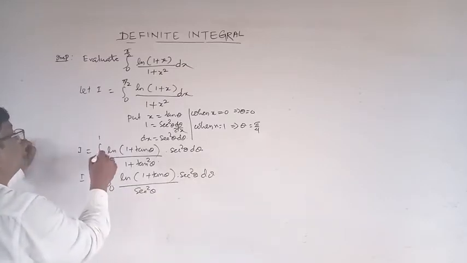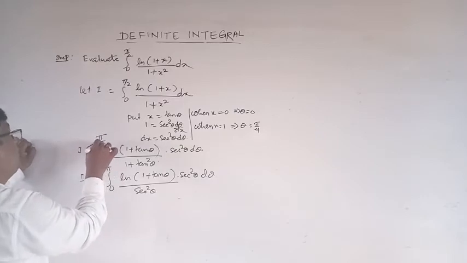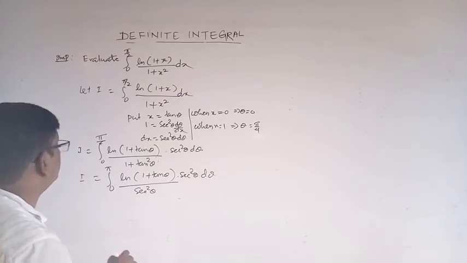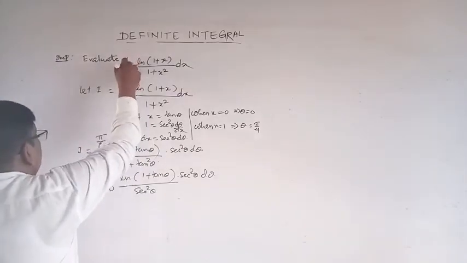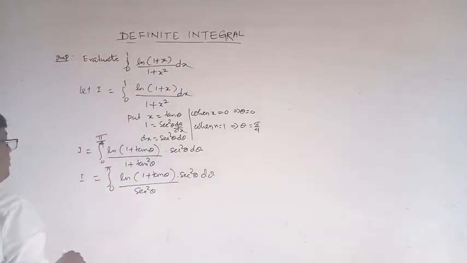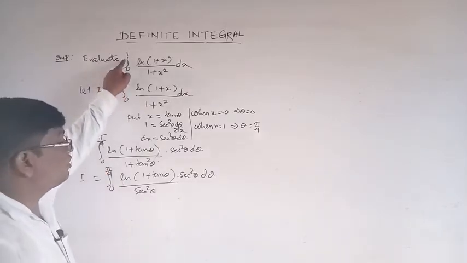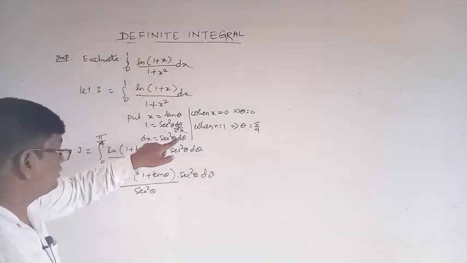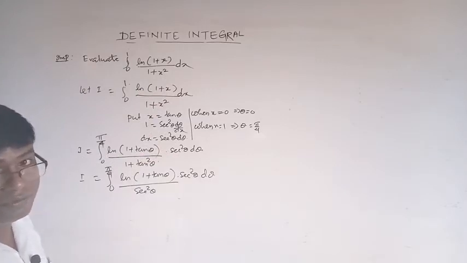Okay, this is pi by 4. The question is 0 to 1 here. 0 to 1. Okay. So this is 0 to pi by 4 and this is 0 to pi by 4. The question is 0 to 1 log 1 plus x divided by 1 plus x square dx. So 0 to 1 same thing. Okay. So x is equal to 1, then theta is equal to pi by 4.